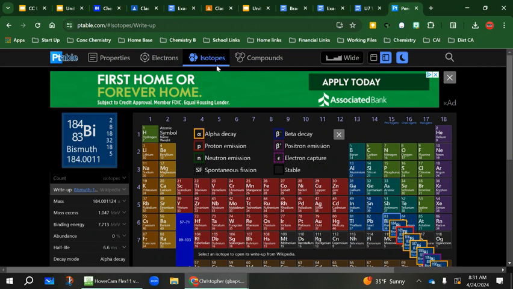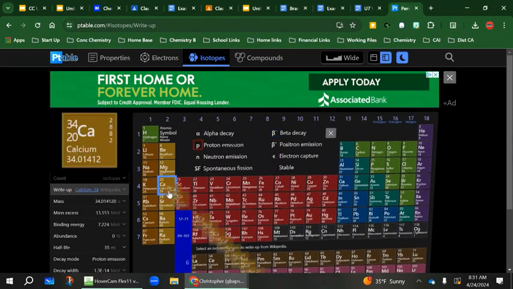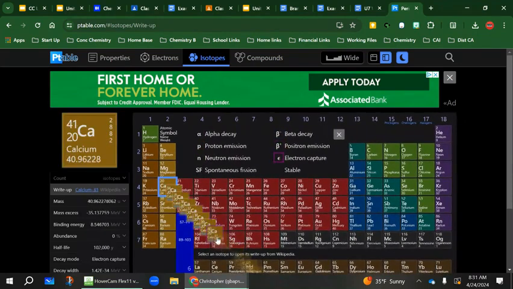You can pick any element you want. You click on the box, and you will get to see all of the different isotopes of it. So when you get to one where there is a black box around it, that means that it is stable and it will not change. For example, calcium 42 is stable and does not change.